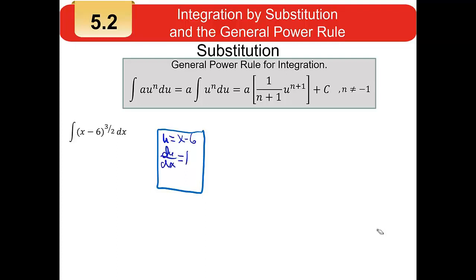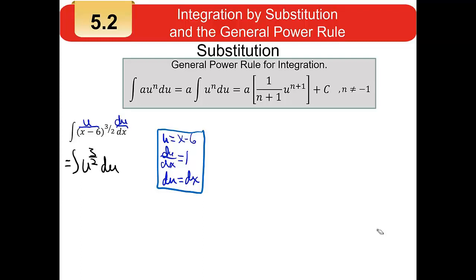Then you compute the derivative of u with respect to x. The derivative of x is 1, the derivative of 6 is 0, so you end up with du over dx is equal to 1, which means du is just 1 dx, or du is equal to dx. And now you look back and see if you can substitute. Well, yes, you can. You're not even off by any factors. The x minus 6 becomes u, the dx becomes du, and you've converted that whole integral into something that has just u's in it, which is your goal. You get u to the 3/2 du.